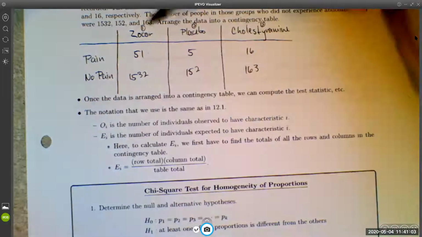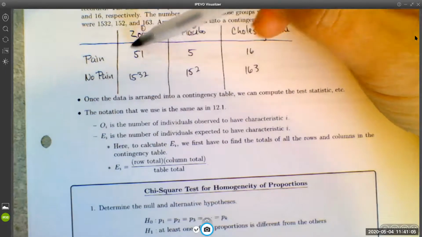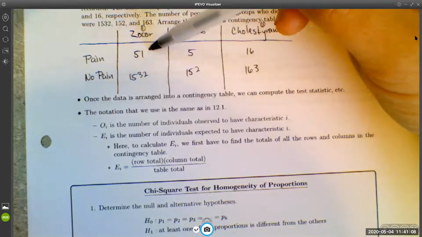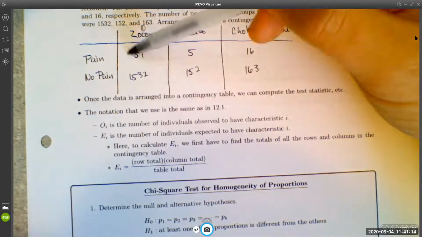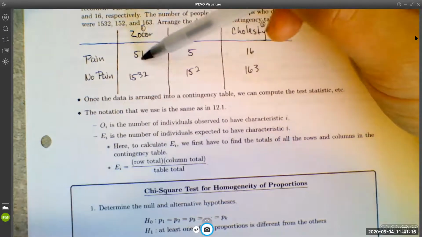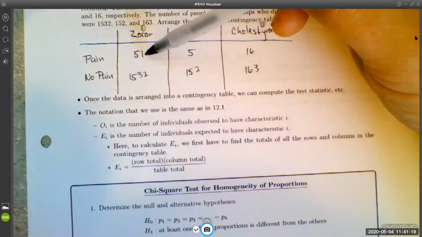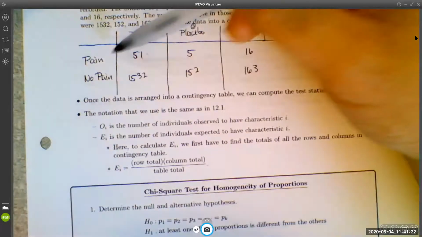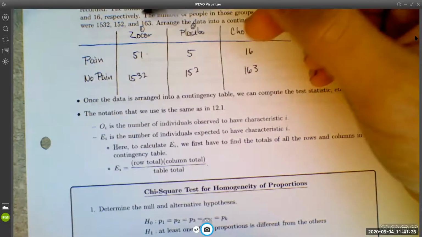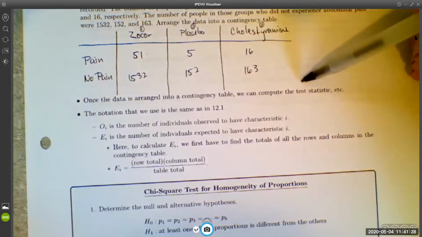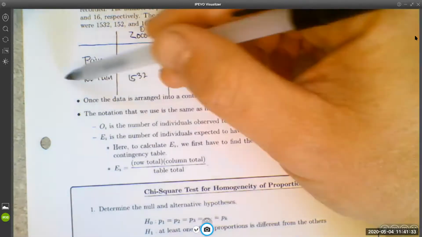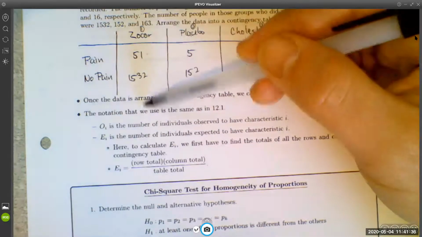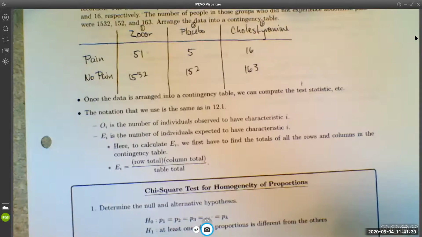So for example, if I wanted to figure out what number of people who took Zocor we would expect to have experienced abdominal pain, what would the expected value be that corresponds to this observed value? To calculate that, we would do the top row total times the first column total divided by the table total. To get the expected value corresponding to this entry, we would do bottom row total times first column total divided by table total, and so forth. So that's how you would get the expected values there.